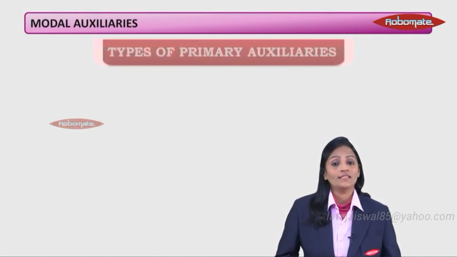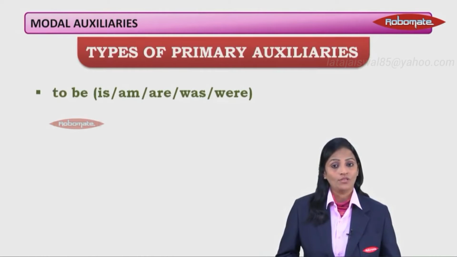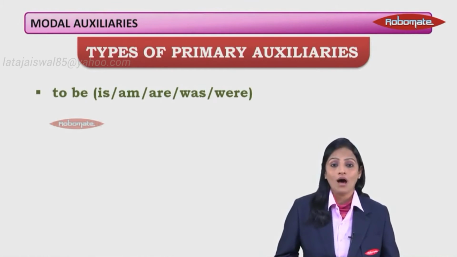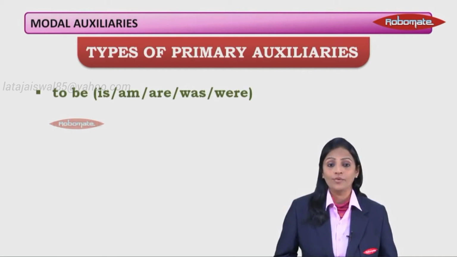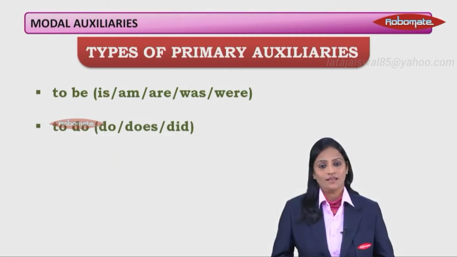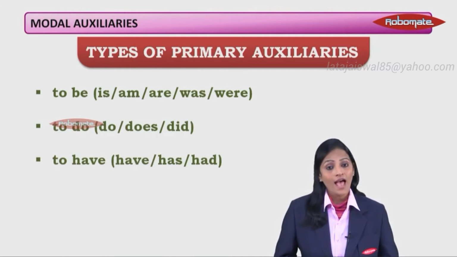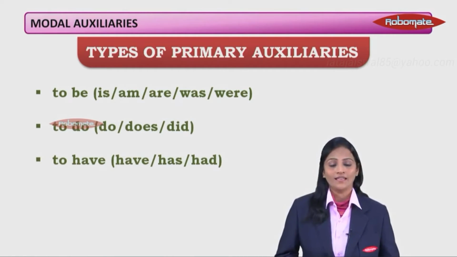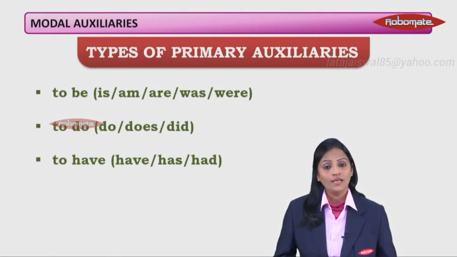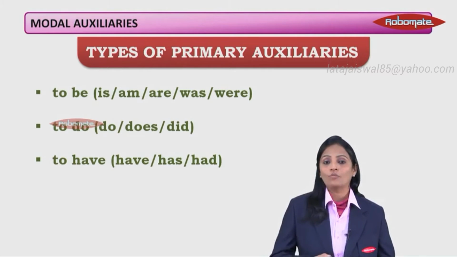Now, what are the examples of primary auxiliaries? To be forms, that is am, is, are, was, were. These are the to be forms. To do, that is do, does, did. To have, has, had. Students, the functions of to be, to do, to have are actually different from expressing a mood.